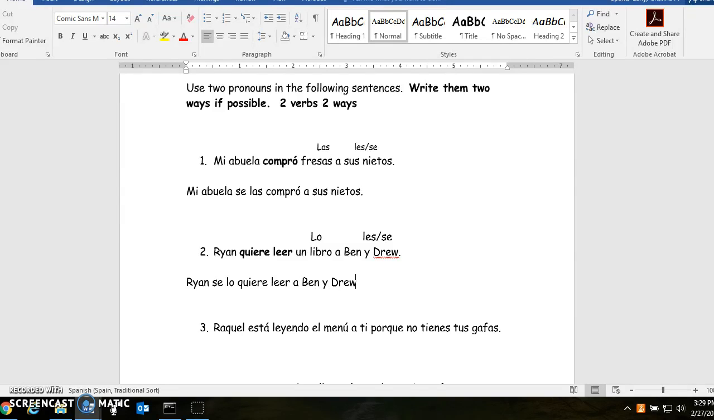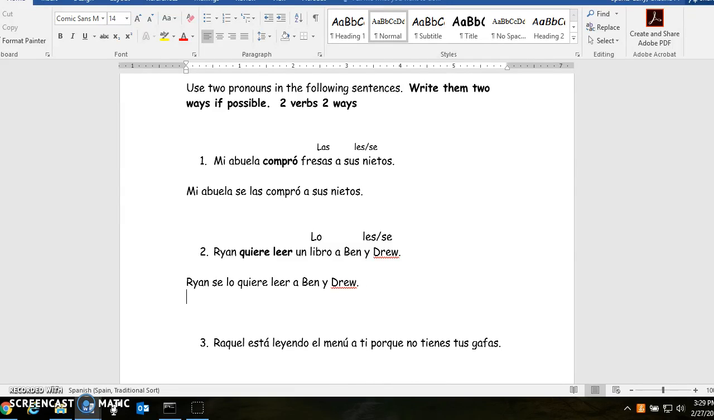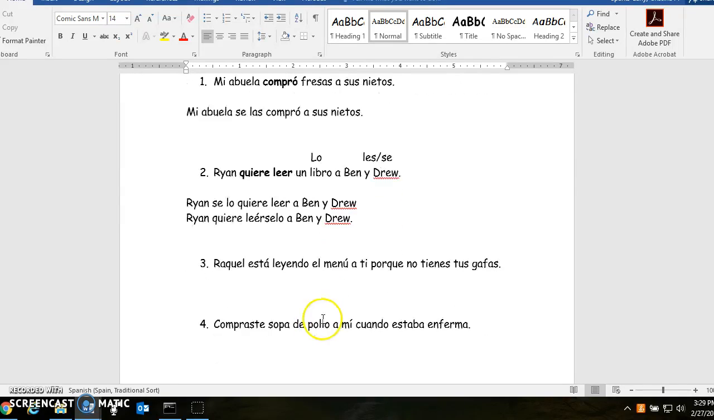Leer. Start thinking about the natural stress there. Ryan quiere leérselo. Attached. Where's that stress going to go? A Ben y Drew. So, Bill Gates and autocorrect did it for me. I need to count back 3. 1, 2, and 3. It's on the E.